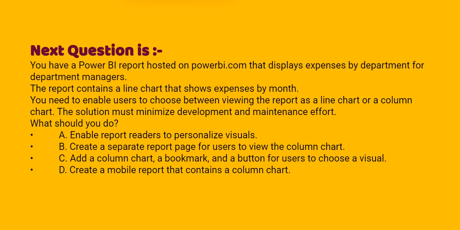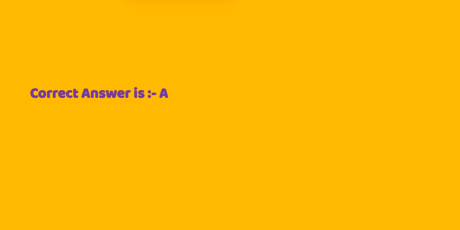Option A, enable report readers to personalize visuals. Option B, create a separate report page for users to view the column chart. Option C, add a column chart, a bookmark and a button for the users to choose a visual. Option D, create a mobile report that contains a column chart. The correct answer is option A.